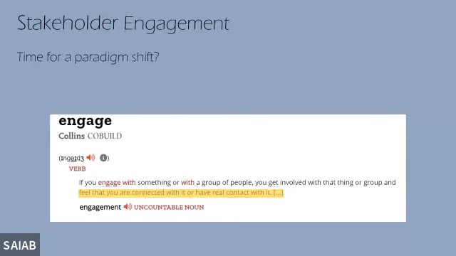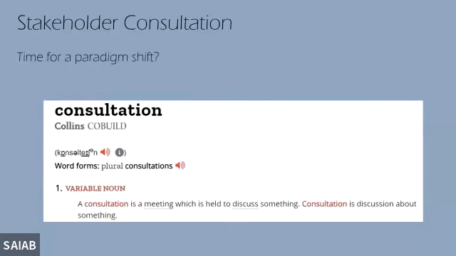However, in South Africa, we don't really use this terminology. We actually talk about consultation. However, consultation as well is only a meeting which is held to discuss something. Although it gives more space for everyone to talk, it doesn't necessarily mean what we need it to mean.